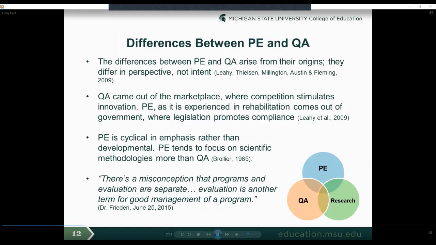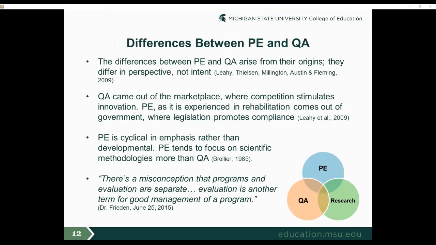However, as we indicated earlier, these differences really arise from their origins. They differ in perspective, not intent. QA came out of the marketplace, where competition stimulates innovation, whereas PE, as it's experienced in rehabilitation, came from the government, where legislation was promoting compliance. PE is cyclical in nature, rather than developmental, and PE tends to focus on scientific methodologies more than QA does. So as you can see, the PE, QA, and research figure at the bottom right of the slide really shows the relationship between all of these particular domains.